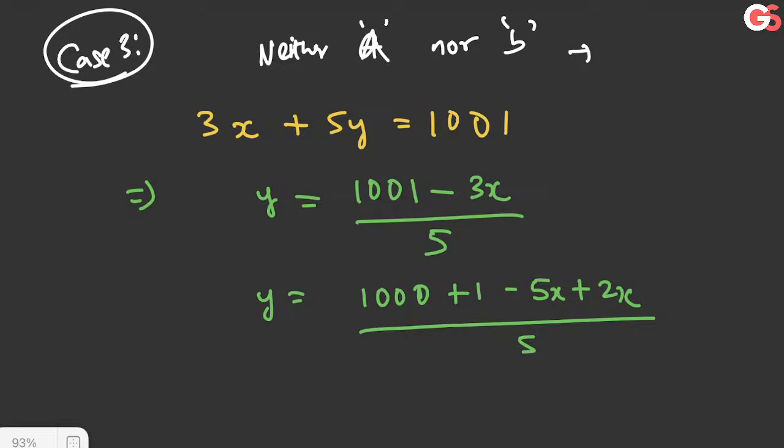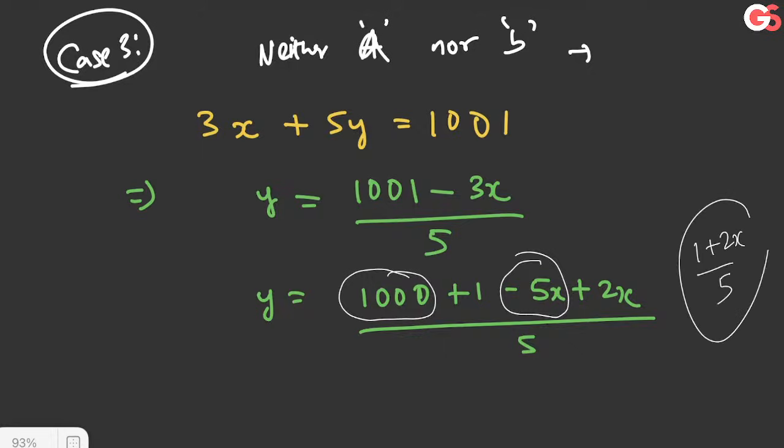I'm just trying to eliminate all the possibilities which are multiples of 5. This 1000 is a multiple of 5. This minus 5x is a multiple of 5. So basically, all I'm concerned with now is the part which is not a multiple of 5, that is (1 plus 2x) by 5. Is that clear? The 1000 minus 5x will automatically be cancelled out. The remaining will be (2x plus 1) whole upon 5.